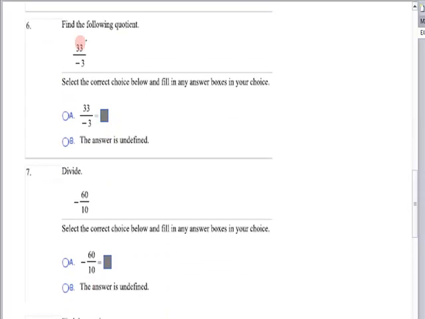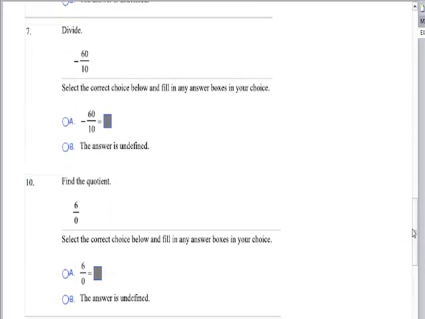Number 6, I have 33 divided by negative 3. That's a positive divided by a negative. Different sign, so it's going to be negative, and 3 goes into 33 11 times. My answer is negative 11.